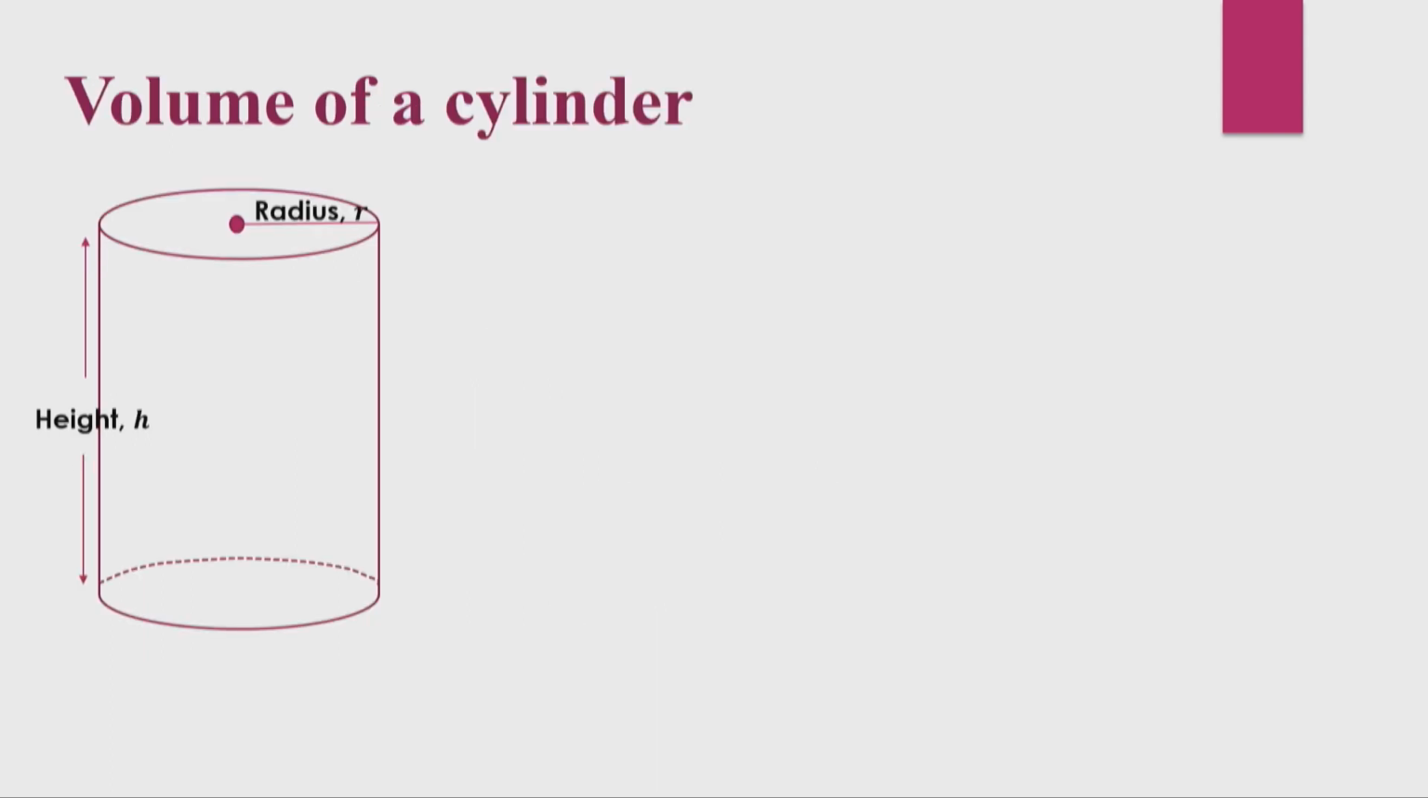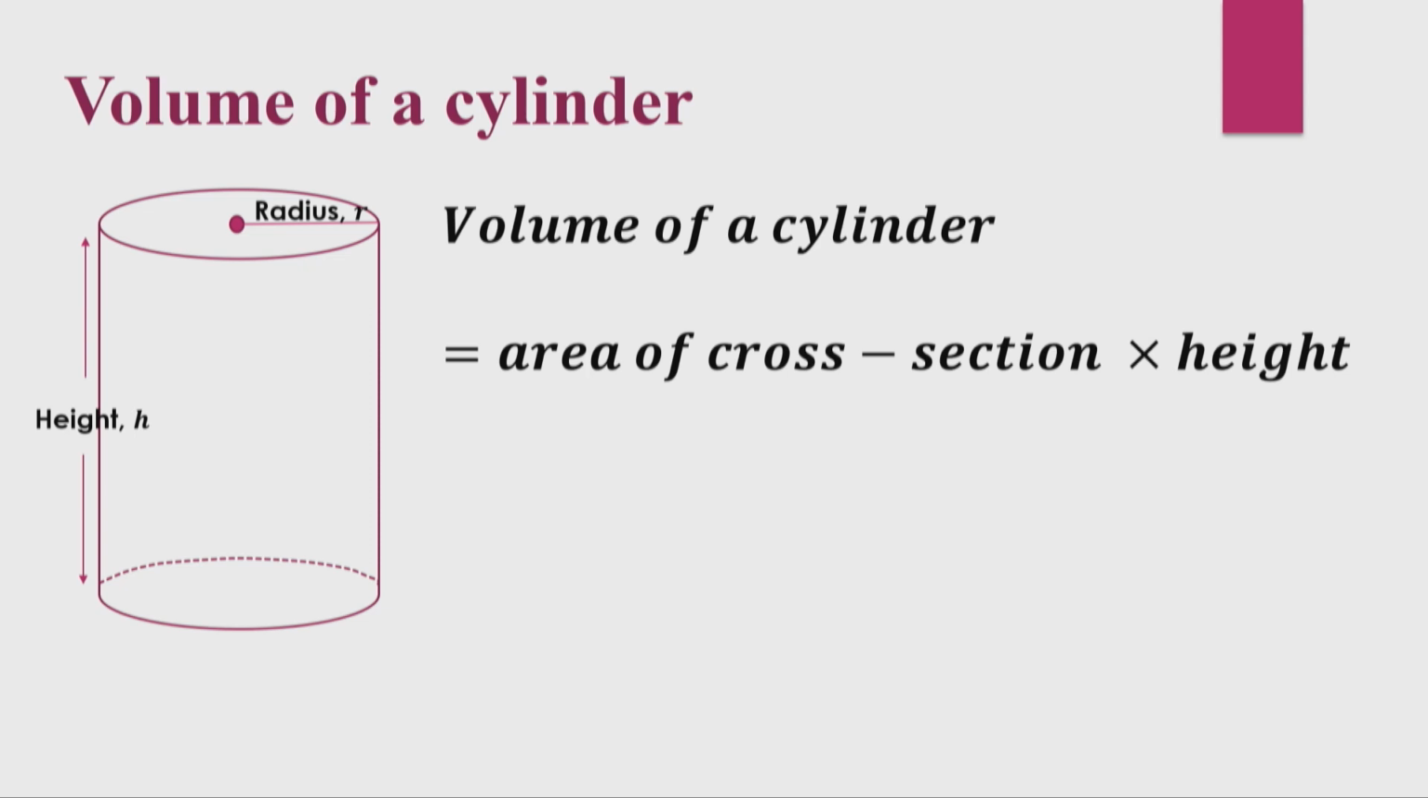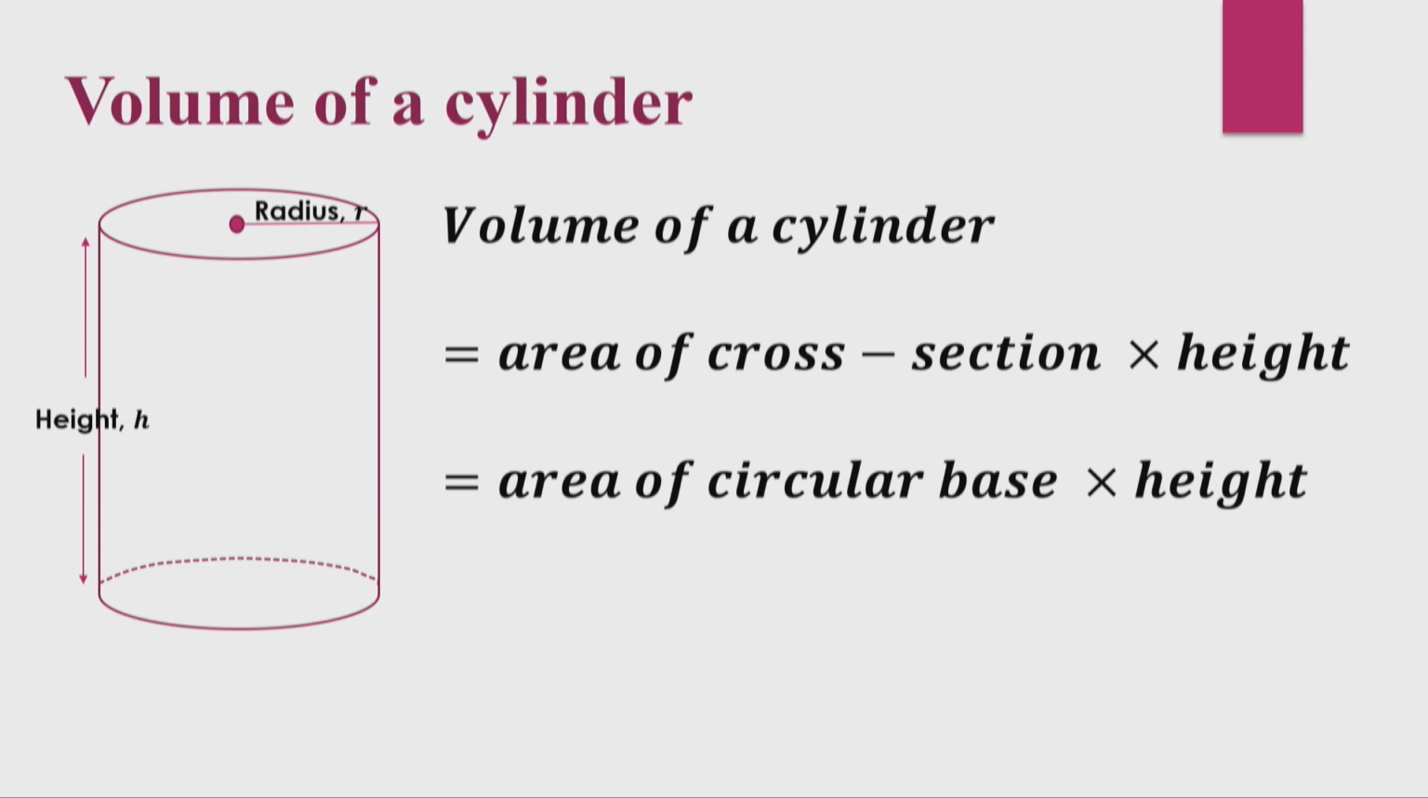Next, we have volume of a cylinder. Note that irrespective of type of cylinder, be it closed at both ends, open at one end, or open at both ends, the formula to calculate the volume remains unchanged, since the space that it occupies remains the same. Therefore, volume of a cylinder is equal to area of cross-section multiplied by height, which is equal to area of the circular base multiplied by height, equal to pi r square h.